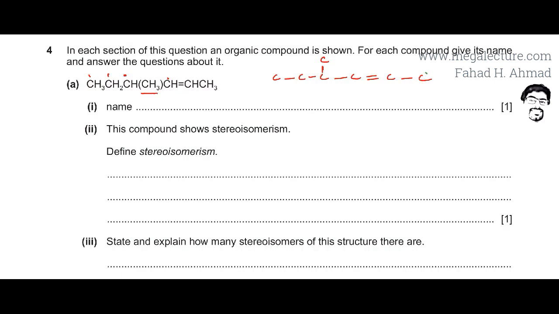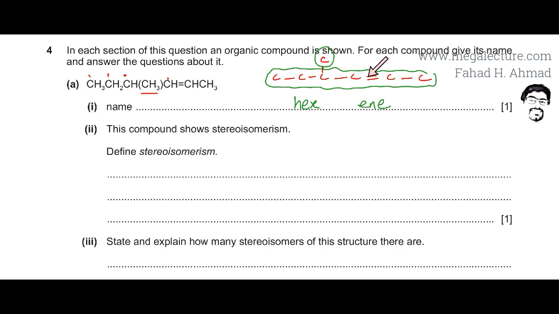Next, this is going to be my longest chain, and this would be my branch. Now this longest chain has 1, 2, 3, 4, 5, and 6 carbons. So it's 6 carbon atoms. The main chain name would start with hex. Hex means 6. And there's a double bond. That means it's an alkene. So it's going to be ene.